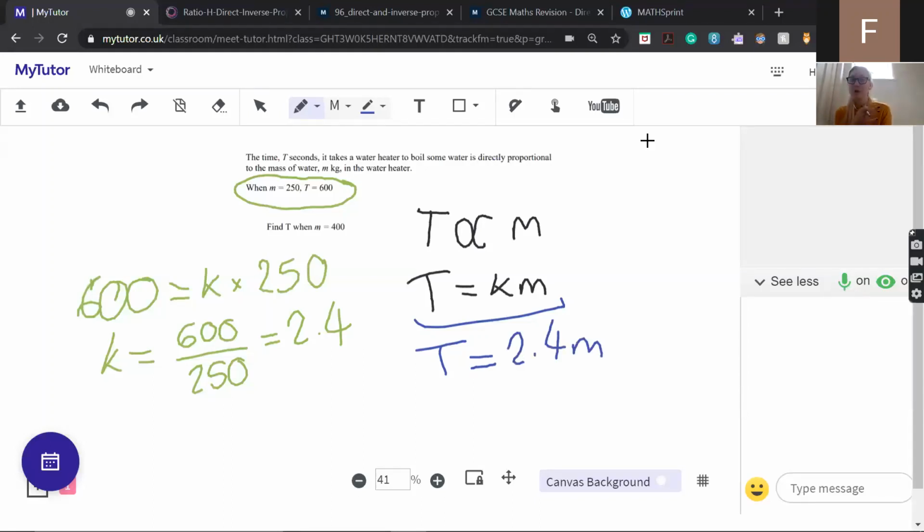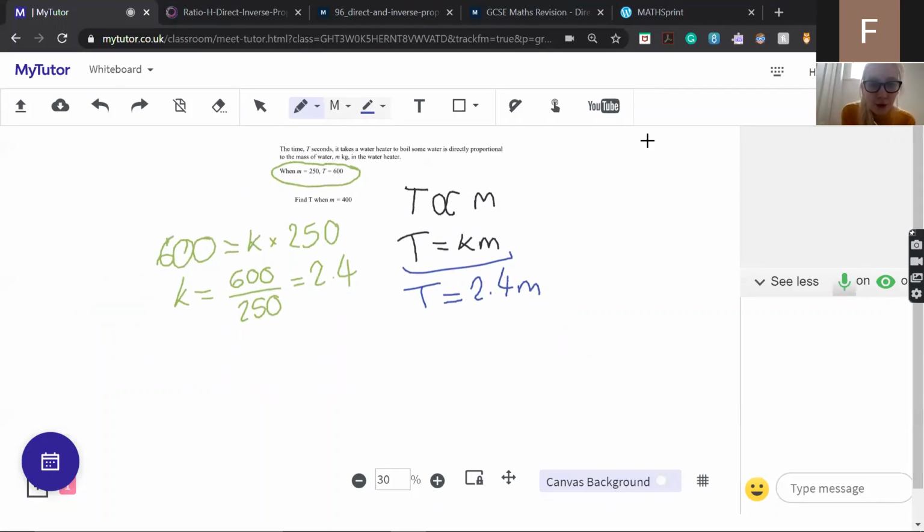So this is like before we had y equals 2x. This is like y equals 2.4x. So it's just a straight line, but with a different slope. And now this means, given any value of T, we can find M, and given any value of M, we can find T. So now we've got this K, it's kind of magic. We can do any problem now.